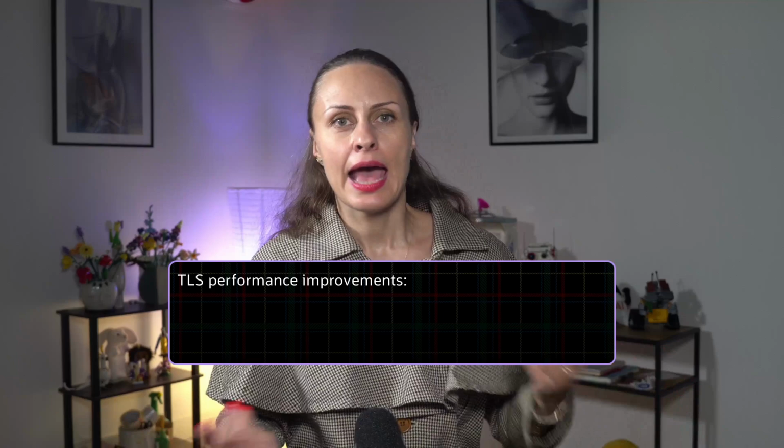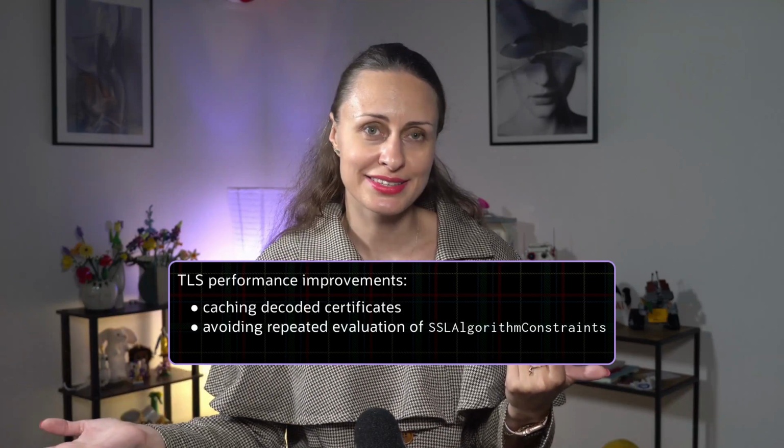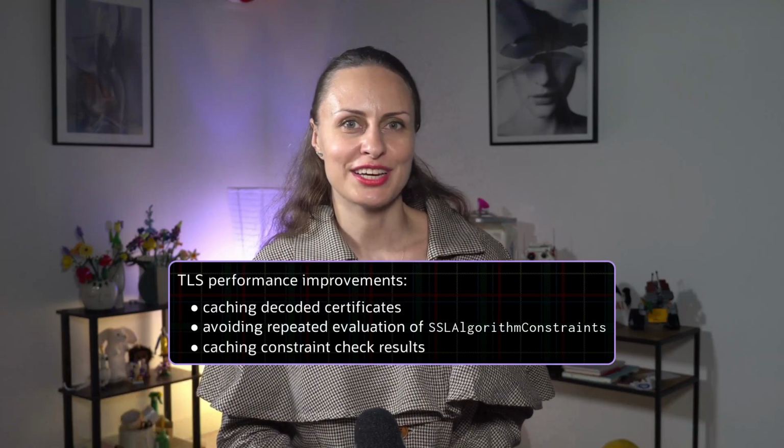Several performance-related improvements have been made to speed up and reduce the amount of memory used during a TLS handshake, like caching certificates decoded from TLS session tickets, avoiding evaluating SSL algorithm constraints twice, and caching the results of constraints checks. Speaking of TLS enhancements, did you know that the JDK implementation of TLS 1.2 uses a Diffie-Hellman key size of 1024 bits chosen by the server when a TLS DHE cipher suite is negotiated?